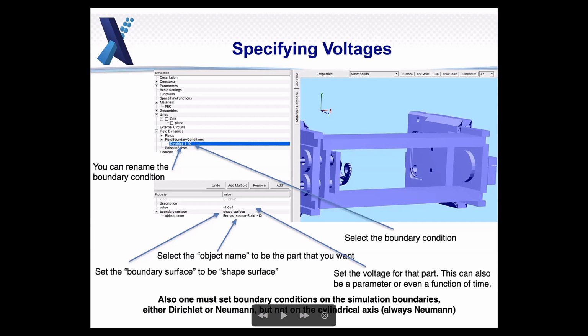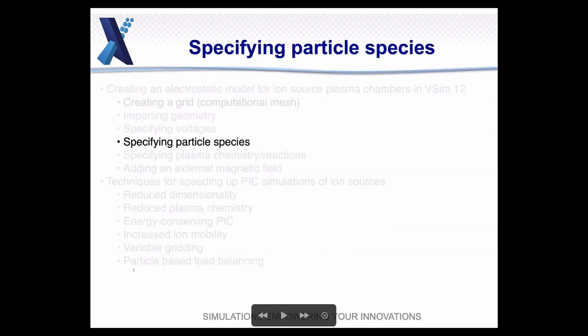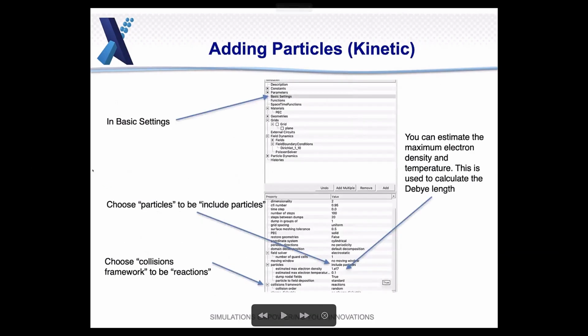Okay, so now we've specified the voltages on all of our geometries according to how we want them. Now we need to add some particles. This is an ion source, so we need to add particles. In our simulations, we're going to start off with neutral particles and electrons, and we're going to incorporate the plasma chemistry in order to build up our ions and excited states. The way that you specify particles, this is probably pretty basic for most people listening to the talk, is that you have to include particles in the basic settings.